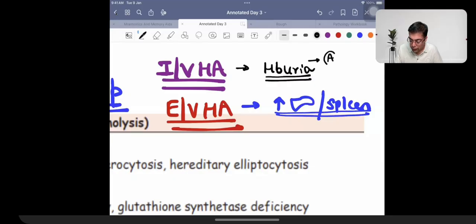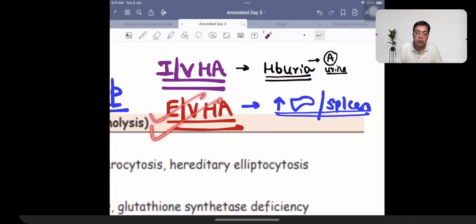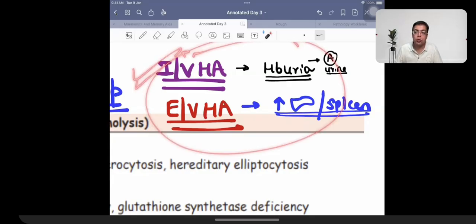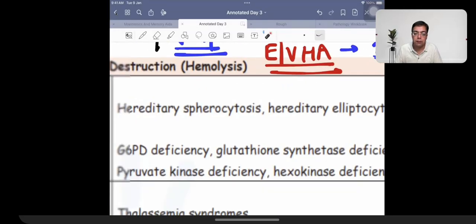And what is going to be the complaint of the patient? Patient is going to be having a complaint of altered color of urine. Right? So whenever hemoglobinuria occurs in intravascular hemolytic anemia, patients are going to be having altered color of urine. So when you have jaundice, anemia, hepatosplenomegaly, you think in terms of extravascular hemolytic anemia. Jaundice, anemia, altered color of urine, you think in terms of intravascular hemolytic anemia. This is very, very useful for you to understand and crack certain questions in the exam.